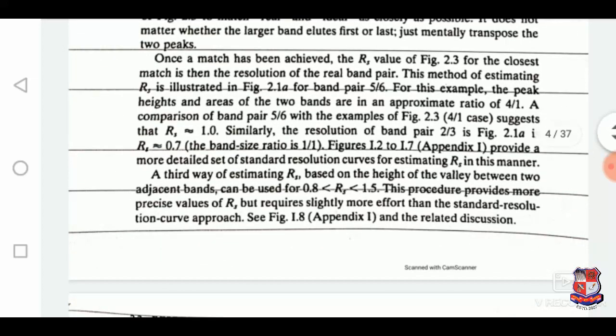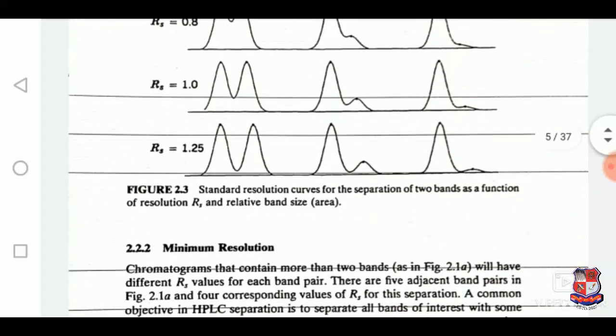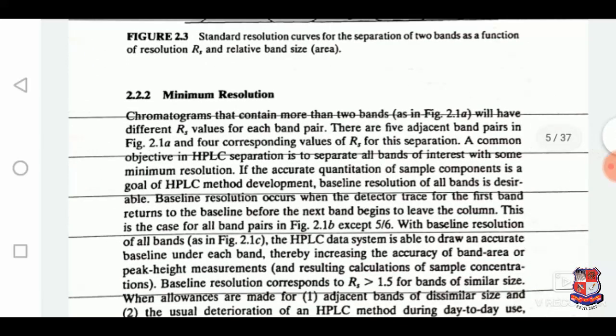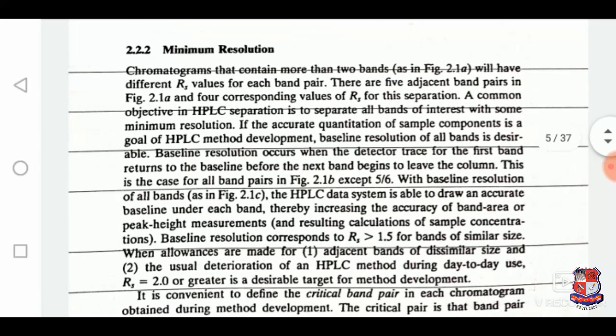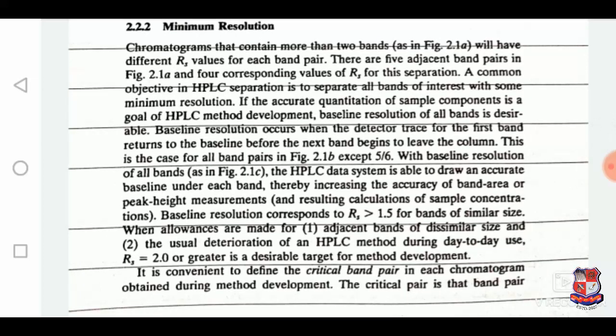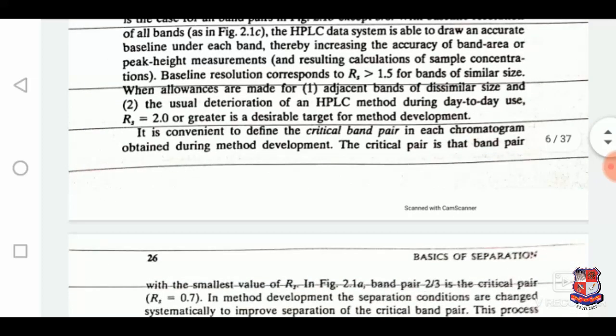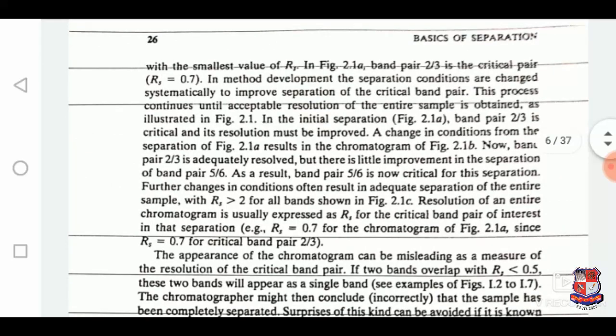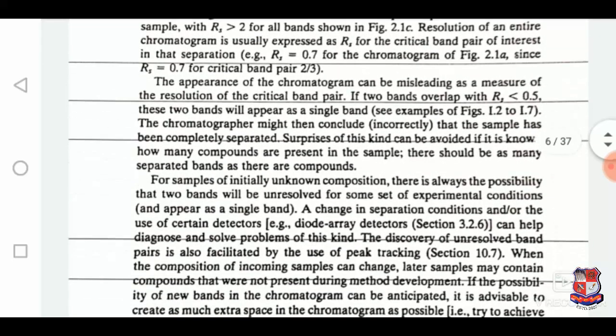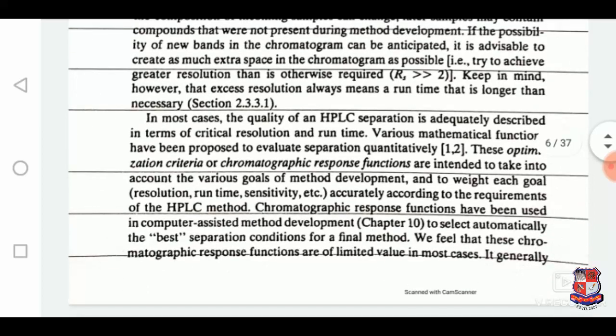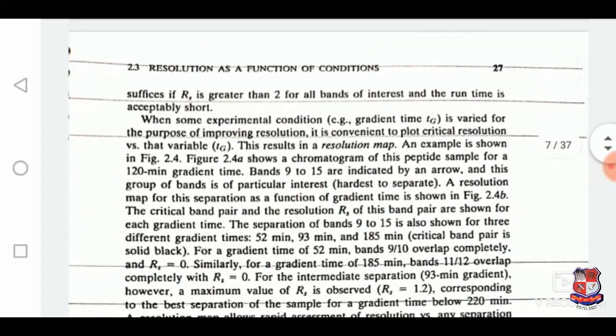So this is a discussion. Minimum resolution requirement: baseline resolution corresponds to greater than 1.5 for bands of similar size, and for day-to-day use of the HPLC method, Rs equal to 2 or greater is desirable. That is the acceptance criteria. Rs should be greater than 2.0. This is the text I am showing; the student can read it out.